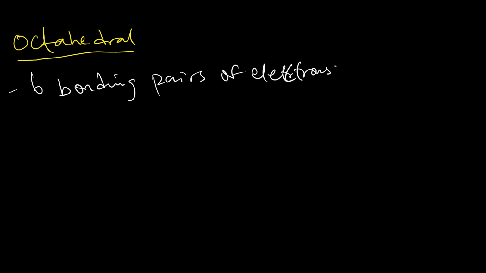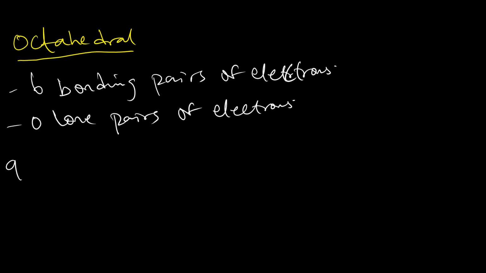And it has 0 lone pairs of electrons. All right, the angle is usually 90 degree. Okay, example can be found in sulfur hexafluoride. Sulfur hexafluoride.